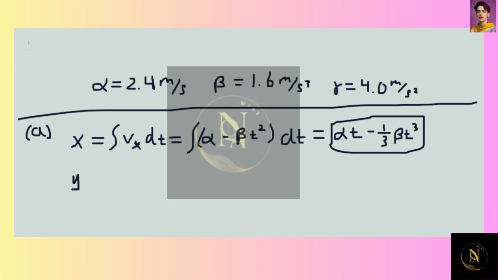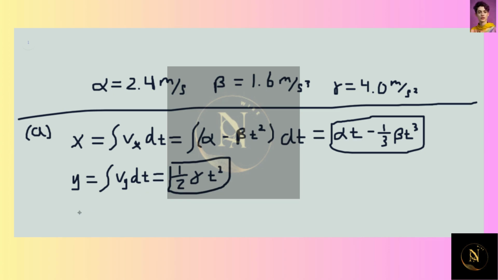Now we need to find the y part of the vector. This is going to be the integral of v of y with respect to time. V of y is equal to gamma times time, so this integral is going to be 1/2 gamma times time squared. We can box that in as the second part. Both of those make up the position vector, the x part and the y part.